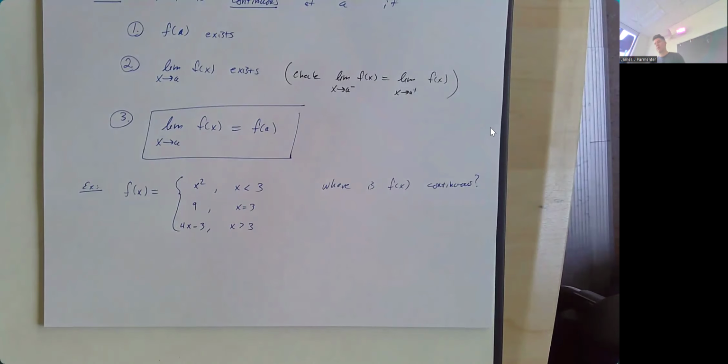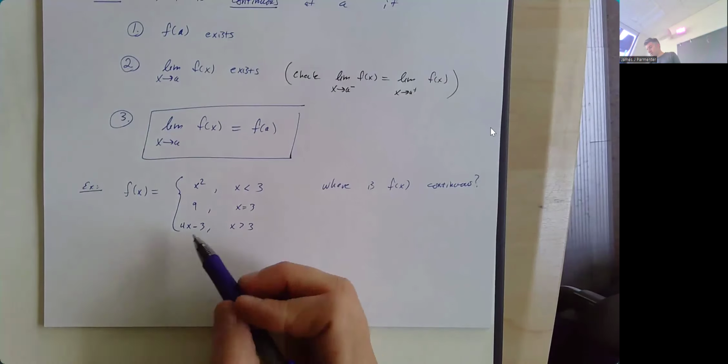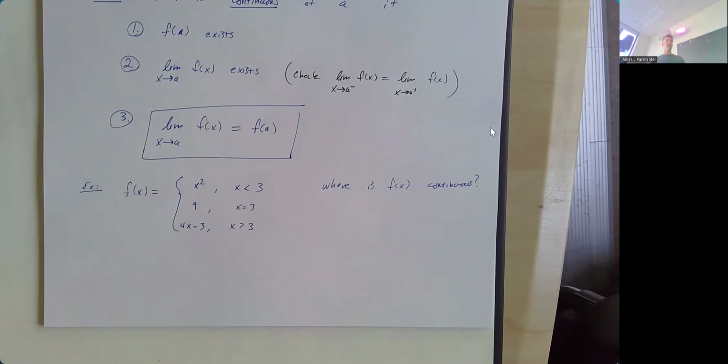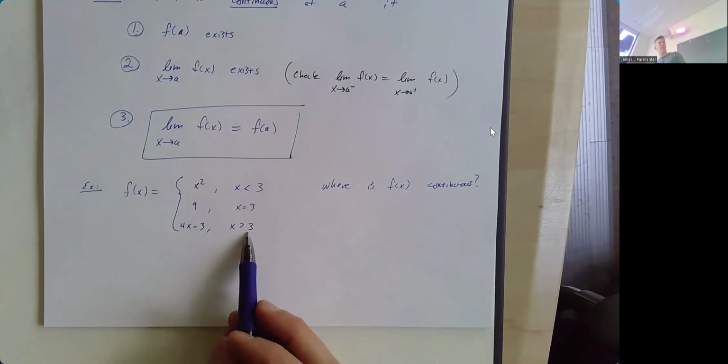So this function is certainly continuous when x is less than 3, because it's equal to x squared, and any polynomial is continuous on its domain. So that parabola that's opening upwards from negative infinity up to positive 3 is certainly going to be continuous on that domain. Likewise, the straight line, also a polynomial, 4x minus 3, is continuous when x is greater than 3.